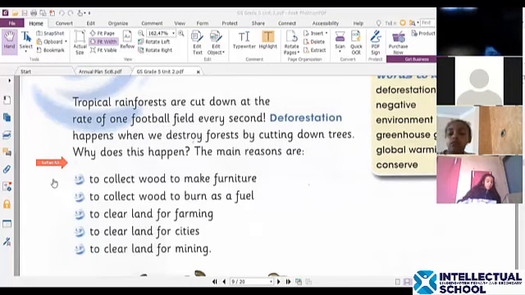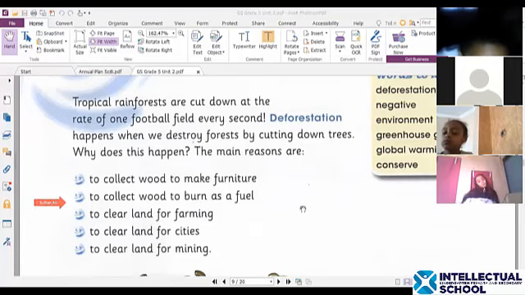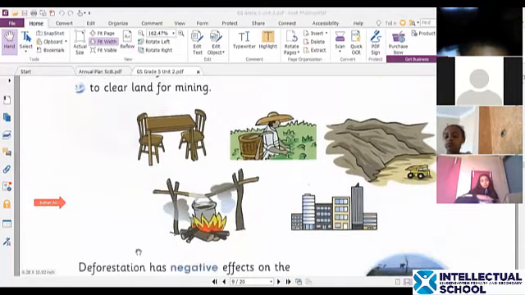So we said that we collect wood to make furniture, to burn as fuel, and to clear land for farming, cities, and mining, along with some other things. We cut trees, we cut the forest.